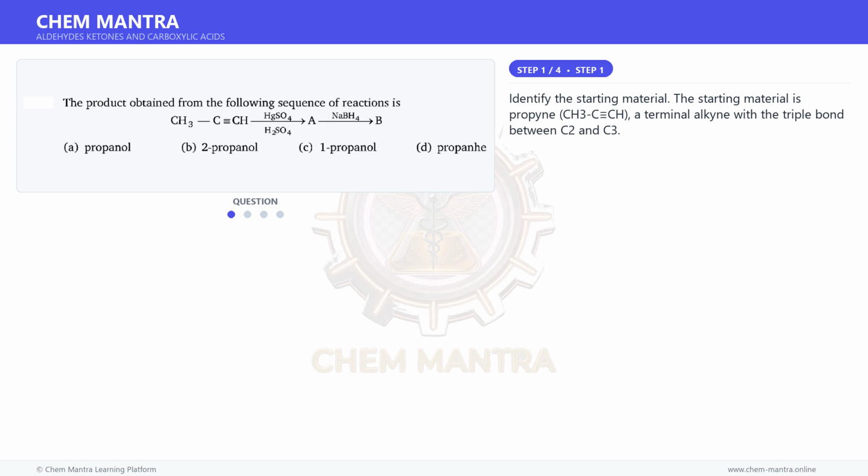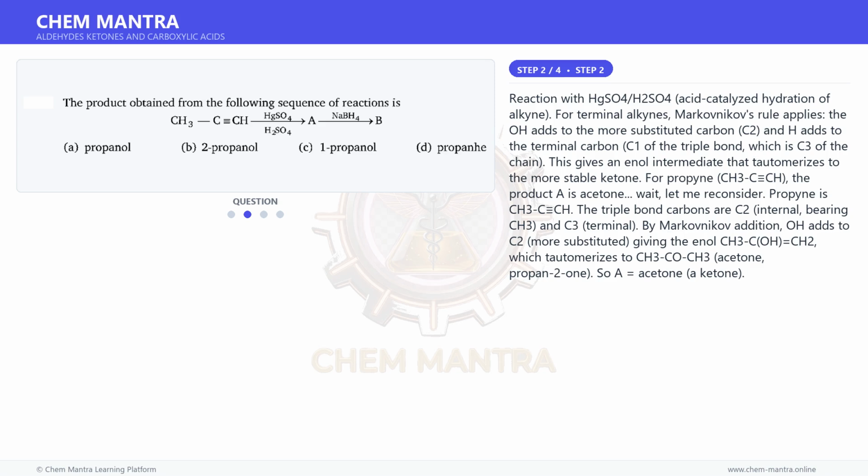Identify the starting material. The starting material is propyne, CH3CCH, a terminal alkyne with the triple bond between C2 and C3. Moving on to the next step.